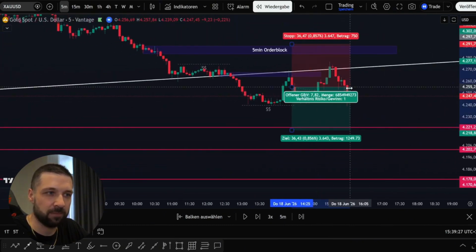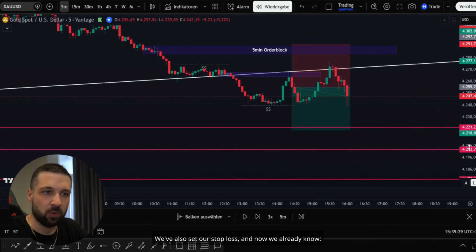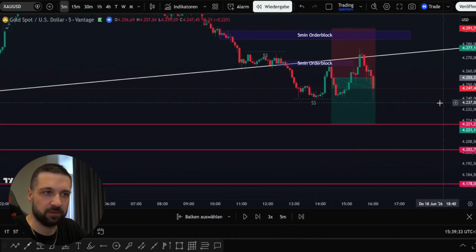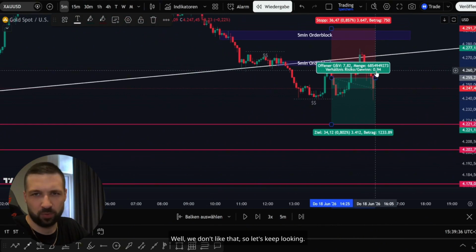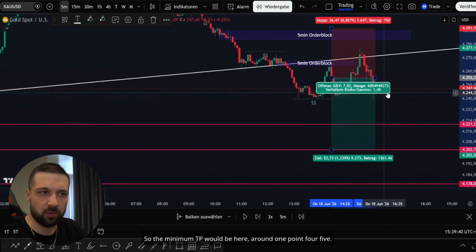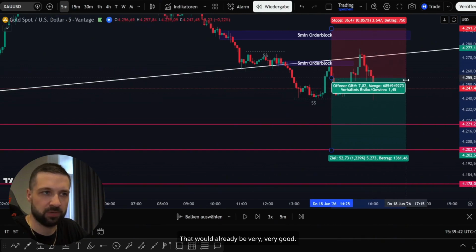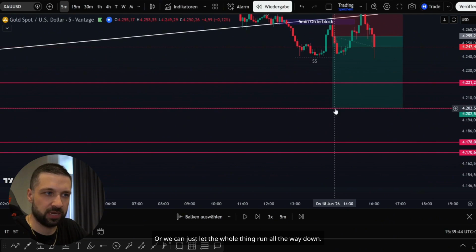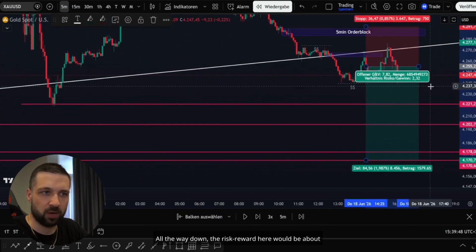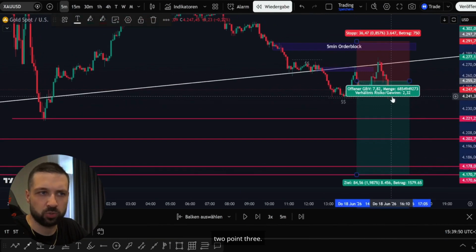And now the great thing is, we can go back to the smaller time frame, since we've already found our entry here. We've also set our stop loss, and now we already know, aha, theoretically, this would be our first take profit. Now we see 0.9. Well, we don't like that, so let's keep looking. So the minimum TP would be here, around 1.45. That would already be very, very good. Or we can just let the whole thing run all the way down. Let's hope the whole thing works out. All the way down, the risk reward here would be about 2.3.